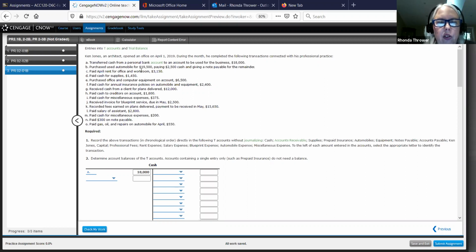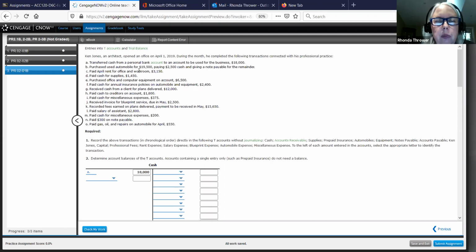In the next transaction, B, we are purchasing a used automobile for $19,500. We paid cash down and we gave a note payable for the remainder. This transaction has 3 parts involved. Remember, every transaction has to have at least 2 accounts. This one just happens to have 3 accounts that will be involved. Read your transaction carefully. It gives you important information that lets you know how to analyze this account.